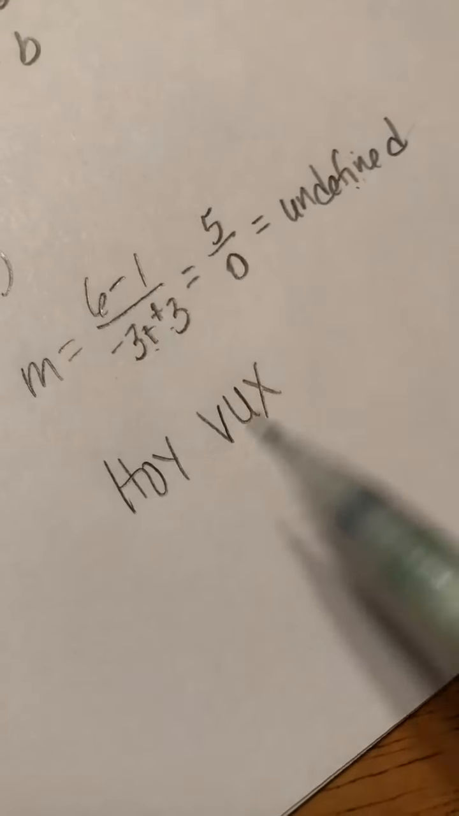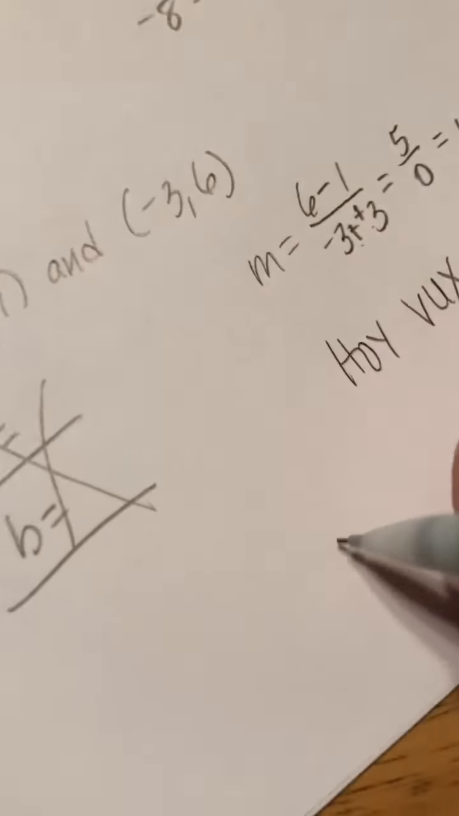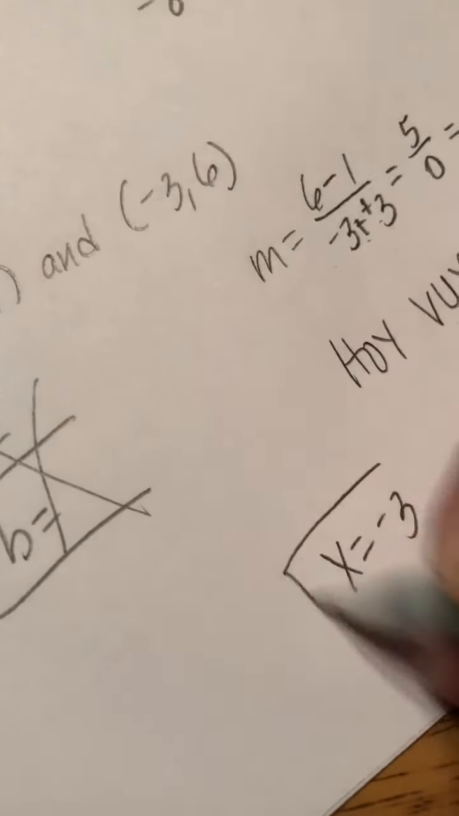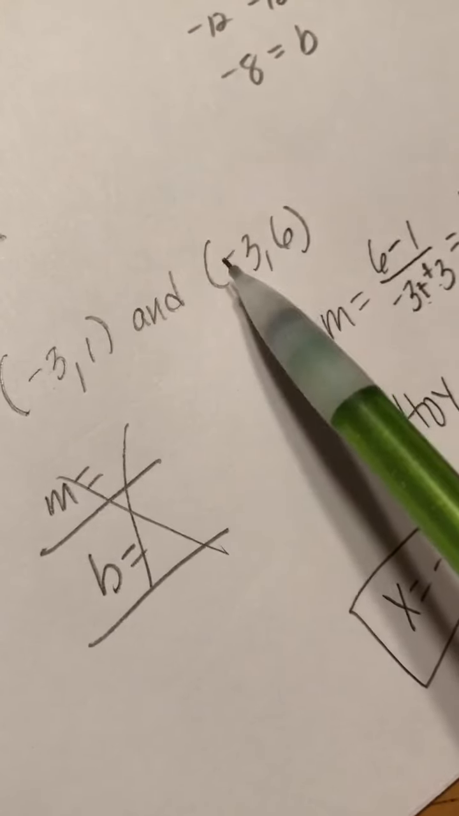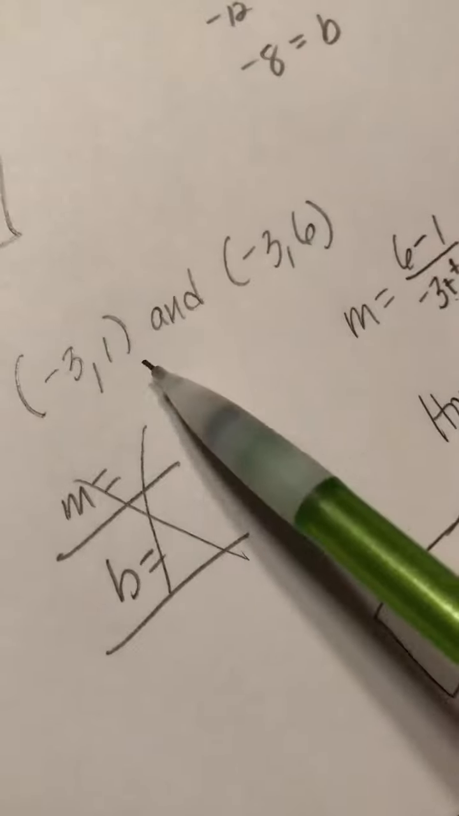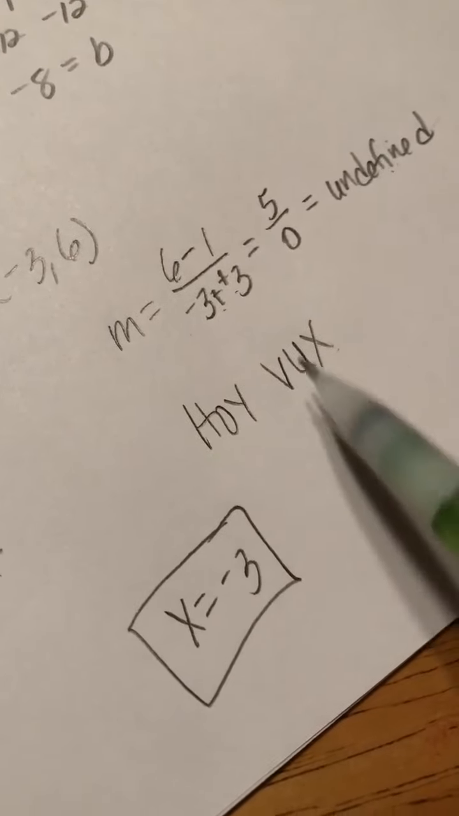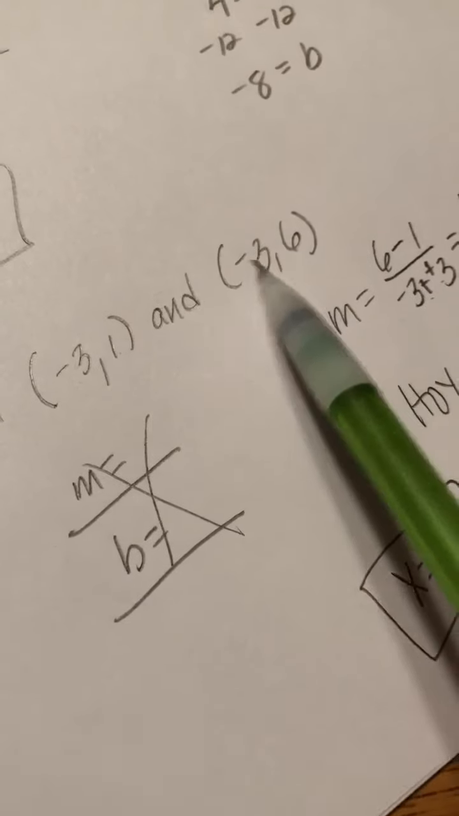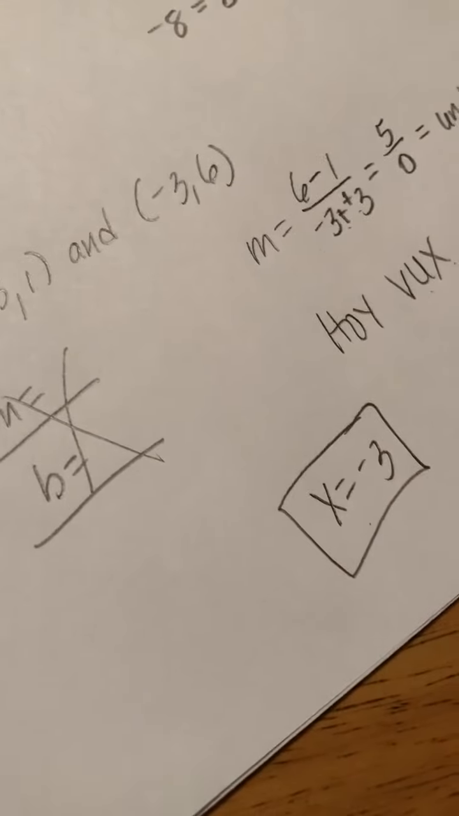We refer to our acronym, and an undefined slope is x equals. Well, what does x equal for both ordered pairs? -3. That is our answer. It is not a coincidence these are the same, okay? So if you thought it was y and they're not the same, then your thought process is wrong. So remember, undefined is x. Both x's were -3. That is our answer. And we're done. All right, so that takes us to problem number 6.